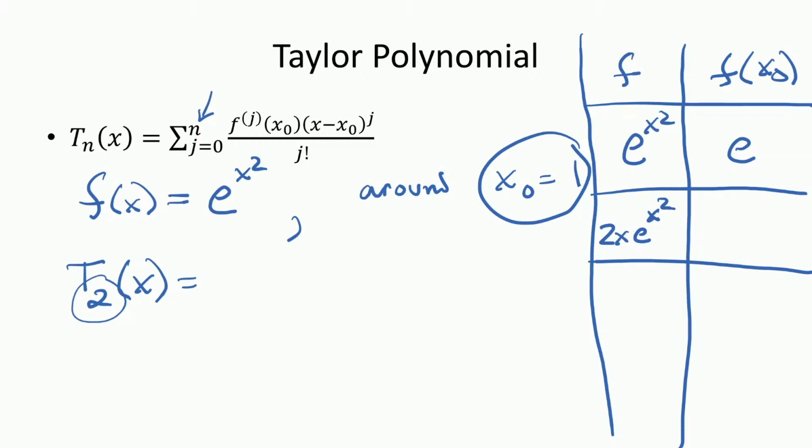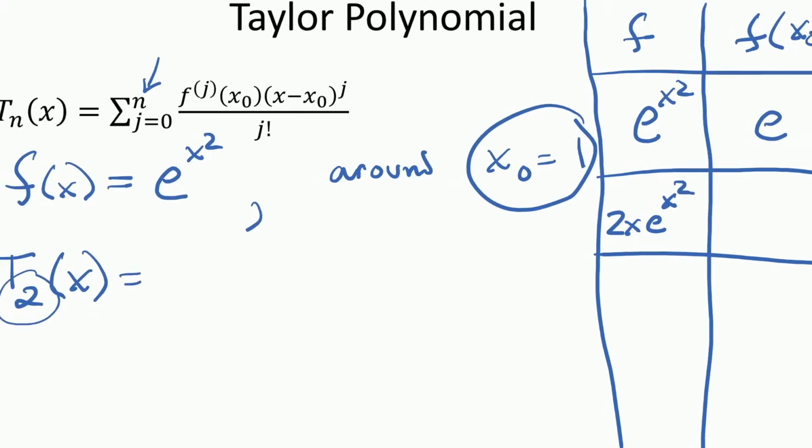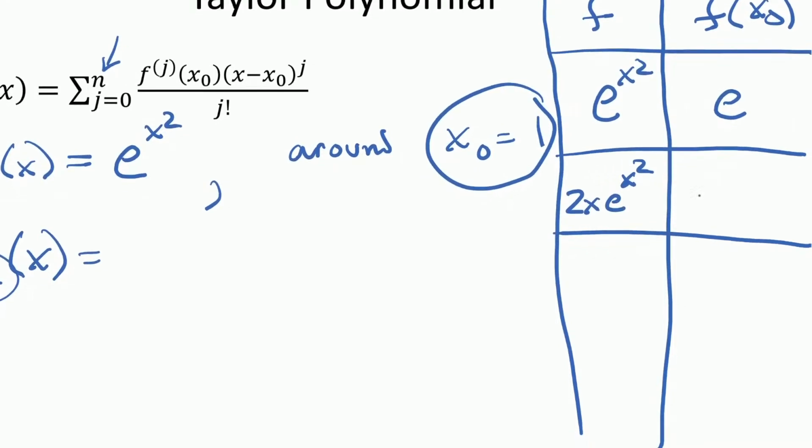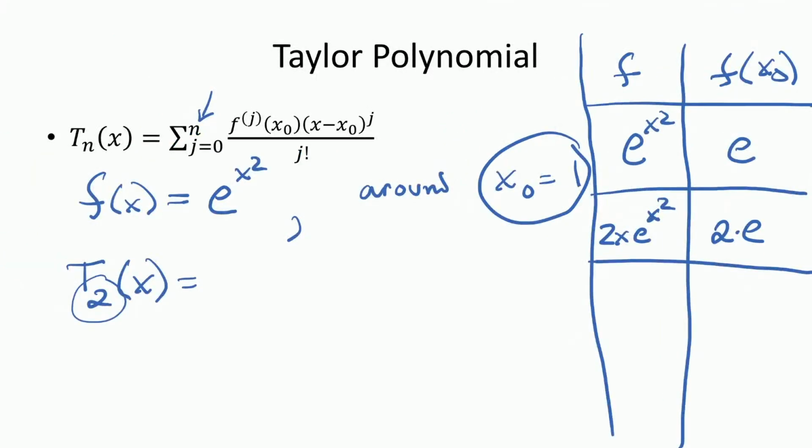Now I'm going to get f of x0, and my x0 happens to be 1. So this will be 2 times e. So 2e. That's my f of x0. Now let's just do one more. Don't worry, we're only going to do one of these, and then you'll hopefully see how this relates to the differential equations.